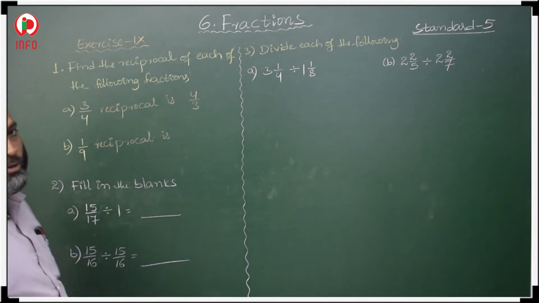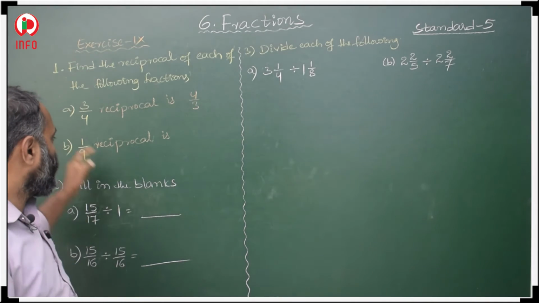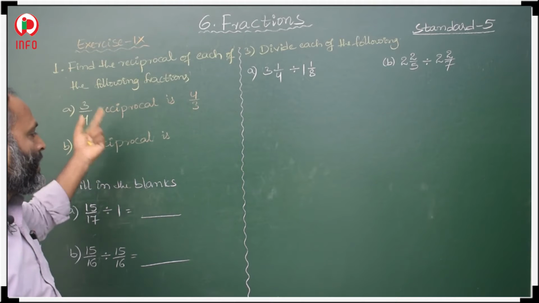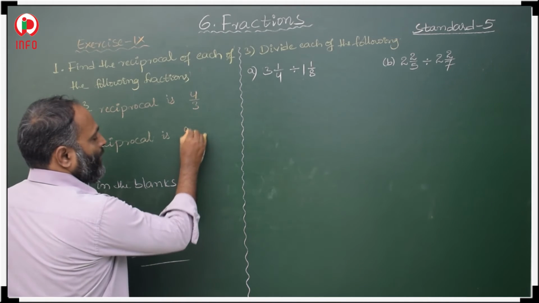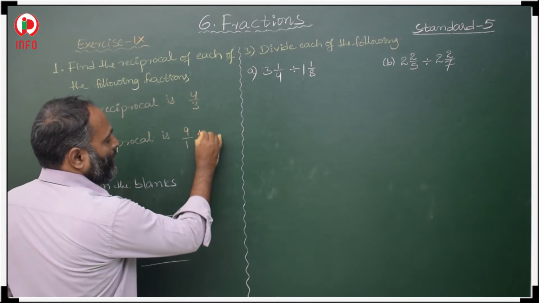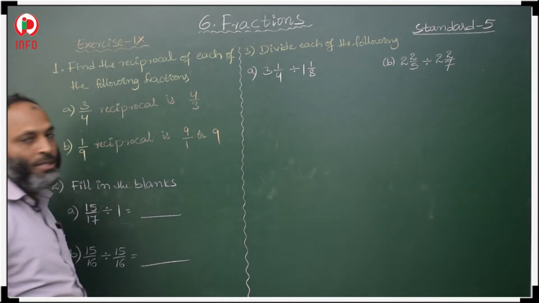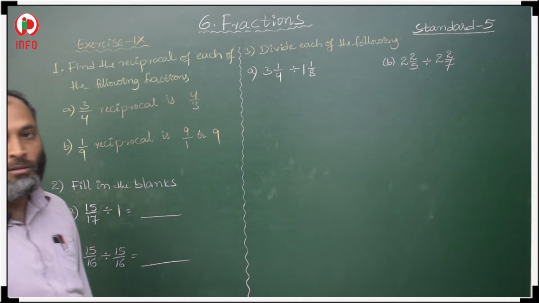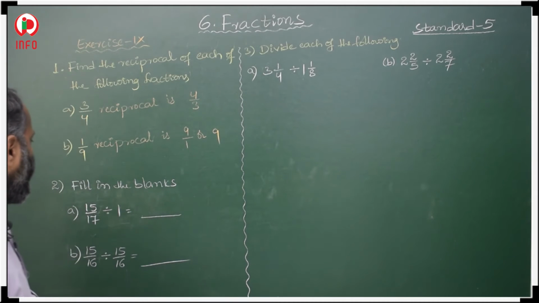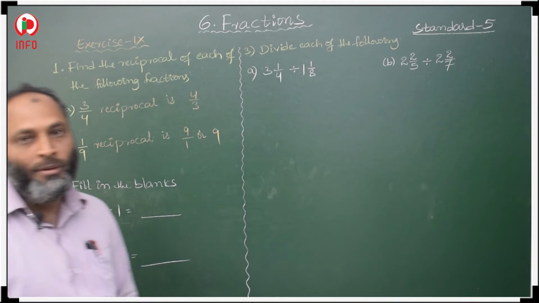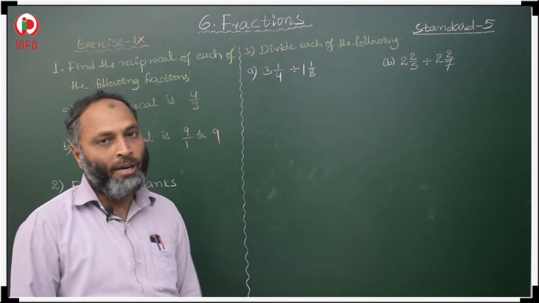Unit fraction reciprocal is a whole number, that is 1 by 9, reciprocal is 9 by 1, or we can write it as 9 also. Okay. Now in the blanks, these two blanks are based on the properties of division of fractions.